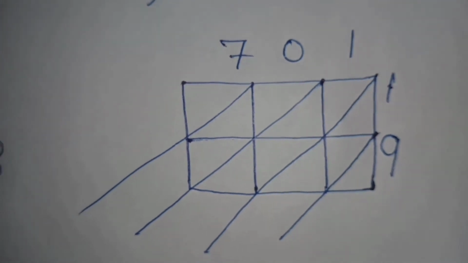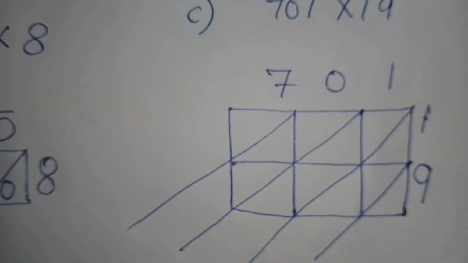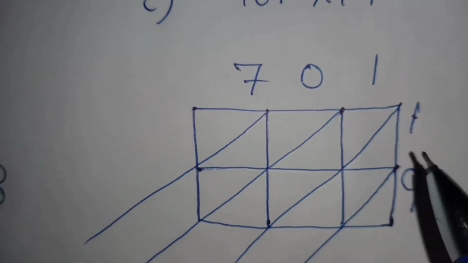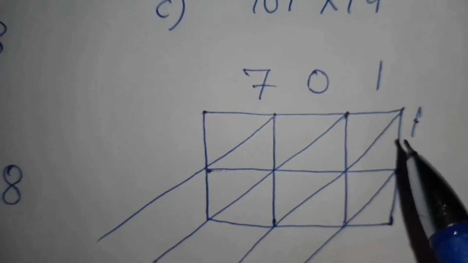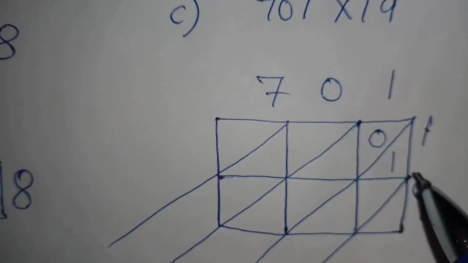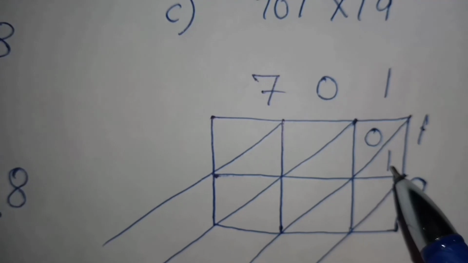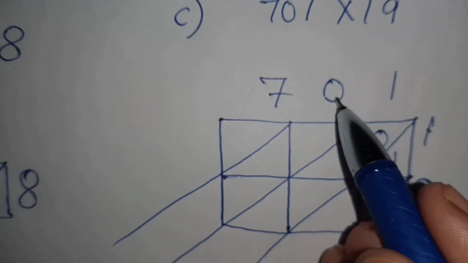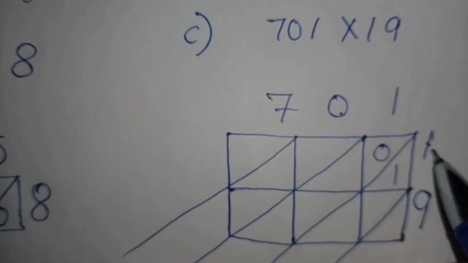Now see here. Now what you have to do? Now same way we will multiply this. 1 times 1 is 1, so here it will be 0, here it will be 1. 1 will be in the ones place. 1 times 0 is 0. Okay, 1 times 0 is 0.